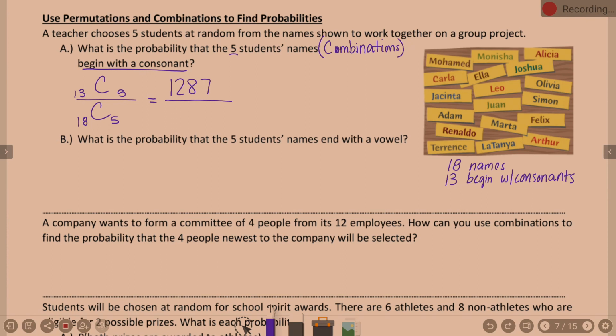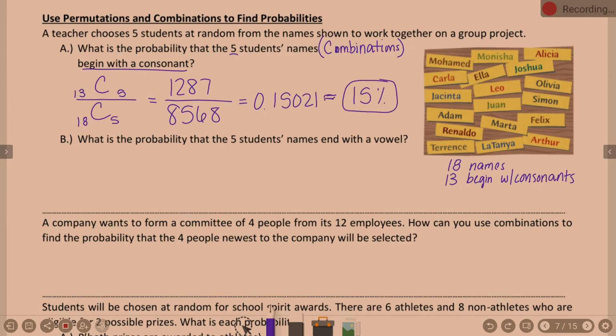What do we get for the bottom? 8,568. Okay. Is your calculator working if you figured it out? Okay, I just answer as a decimal and then as a percent. So as a decimal, 0.15021, which is approximately what percent? 15%.